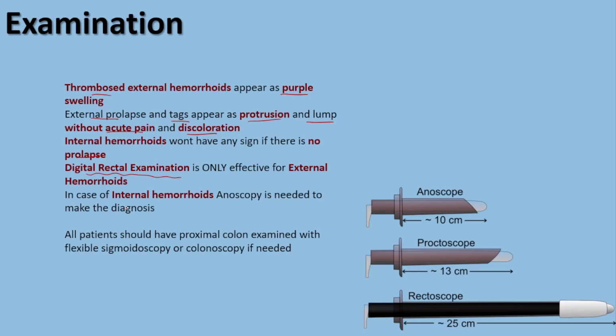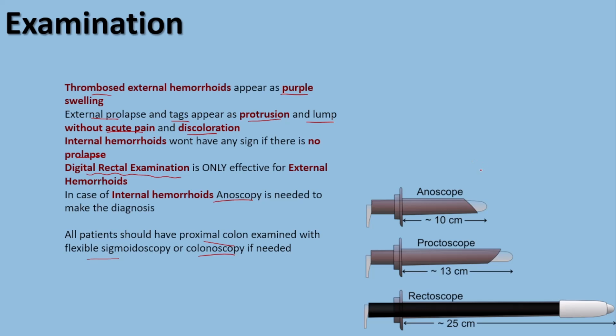For internal hemorrhoid, patients should be performed with anoscopy in order to make the diagnosis of internal hemorrhoid. And note that all the patients with hemorrhoid should have proximal colon examined either with flexible sigmoidoscopy or colonoscopy if needed. We are going to talk about this in upcoming slides of what are the indications for flexible sigmoidoscopy and colonoscopy in patients who are suffering from hemorrhoid.